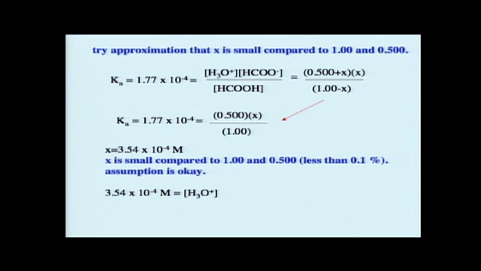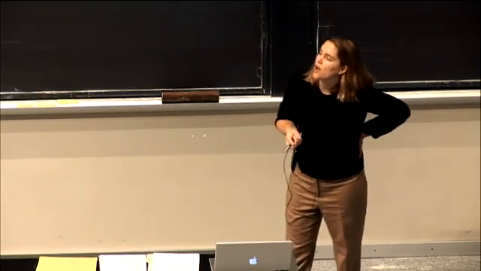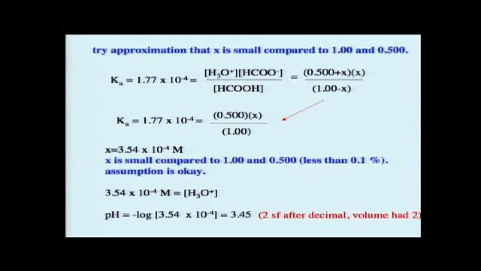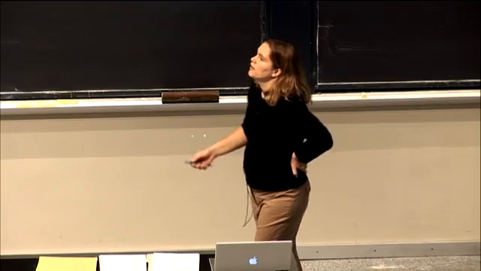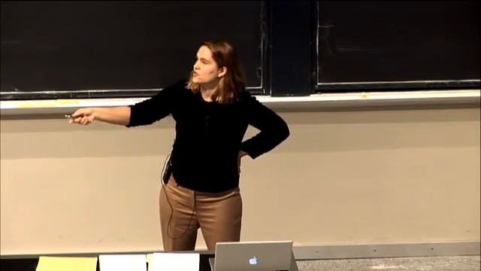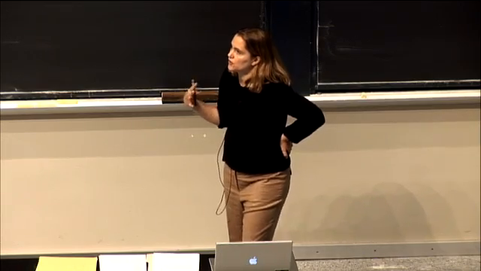So x here is our concentration of hydronium ion, which is great, because then we can easily calculate the pH. So pH, again, is minus log of the hydronium ion concentration. And so the pH here is 3.45. And again, significant figures. We'll be talking about this as we go through. The volume was 1.0 liters. And so we're going to have two significant figures after the decimal point, because the volume was limiting in significant figures.